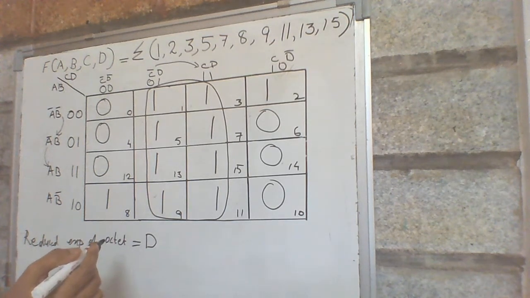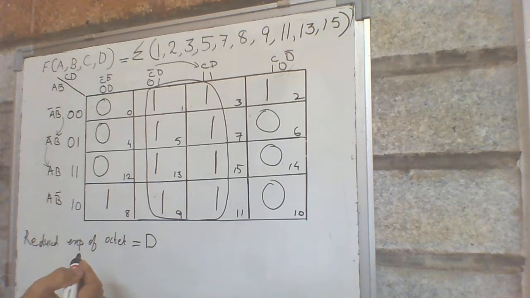Next, consider, is there any quad? What is the meaning of quad? Quad is 4 ones that are adjacent. Is there any quad? In this K-map, there is no quad.